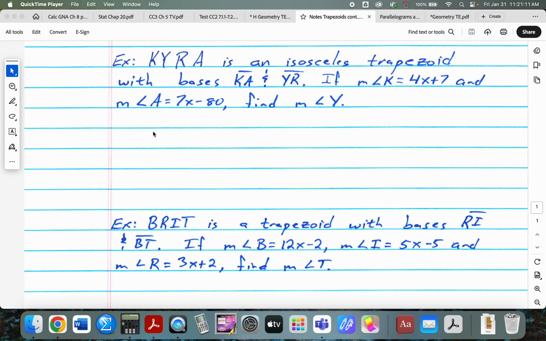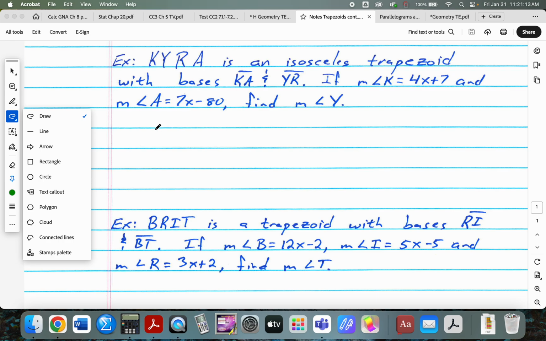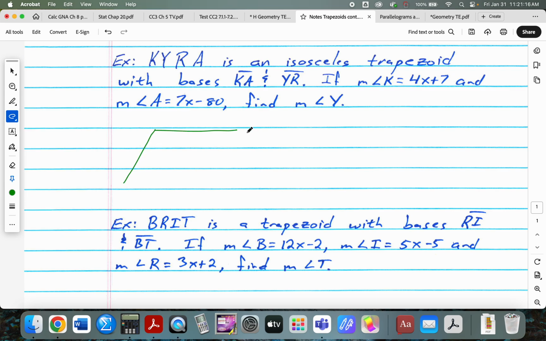So I've got an isosceles trapezoid, so I'm just going to draw an isosceles trapezoid. And it says the name of the trapezoid is KYRA, but it also tells me one of the bases is KA. So if I start here, can I put Y here? Nope, because it says the base has to be KA, so I've got to go this way. All right, and this is an isosceles trapezoid.